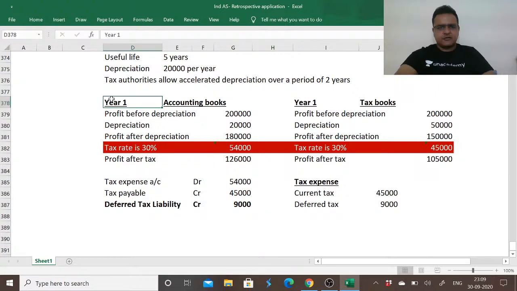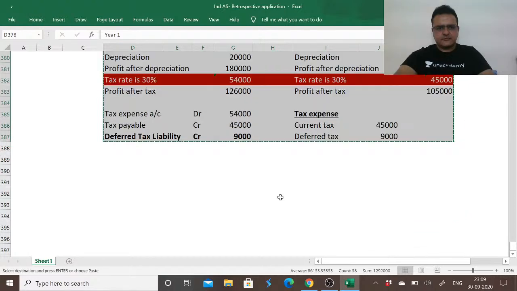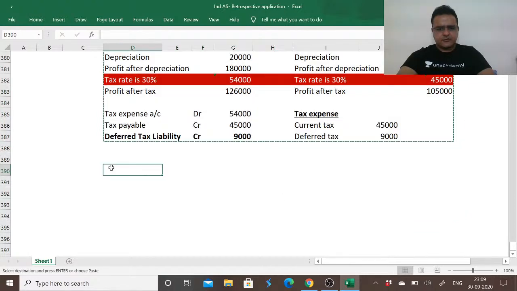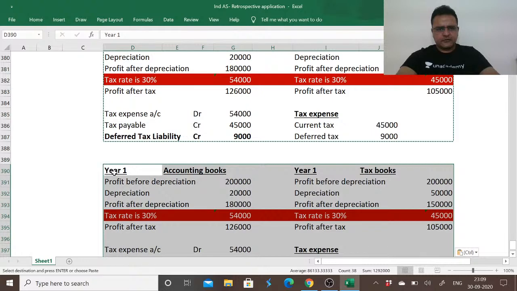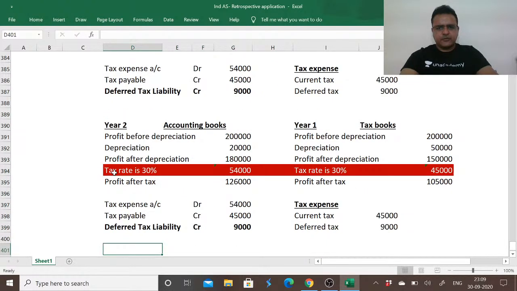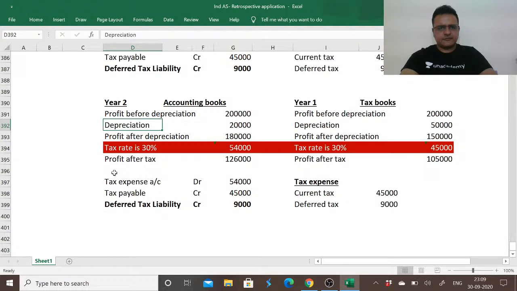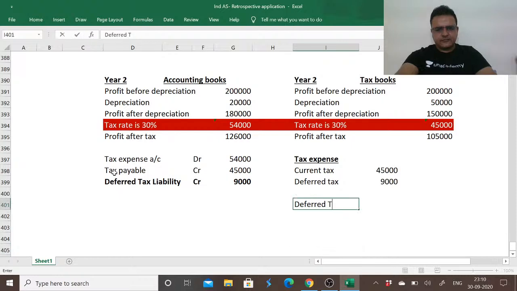In the second year, the accounting is same. I'm assuming the profit to be similar and accounting for taxes. Second year again, the accounting is same. The balance sheet is now worth 9,000 plus 9,000 of year 2. Total 18,000 is the deferred tax liability balance in year 2.